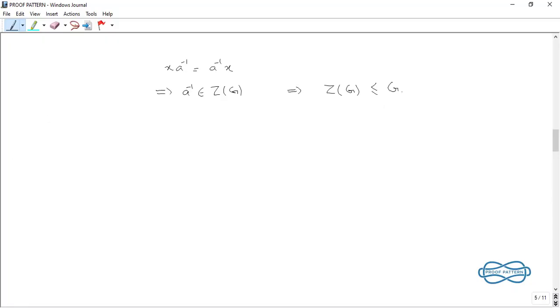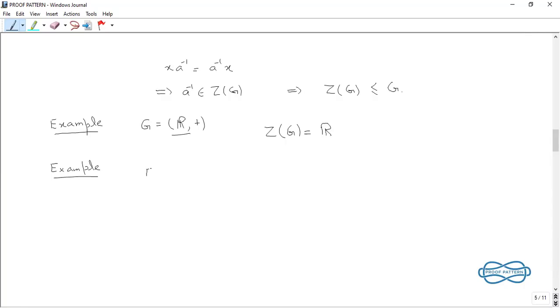Now we will see some examples. We know that the set of real numbers is a group under addition. In this case, the center of G is the whole set itself because this group is abelian. So abelian means every element commutes with every element. So in this case, the center of the group is the whole group. Okay. Now another example.